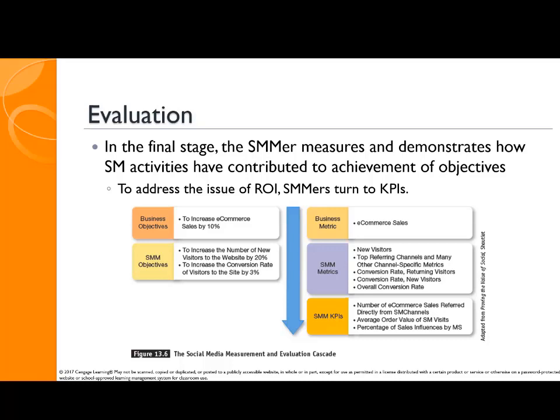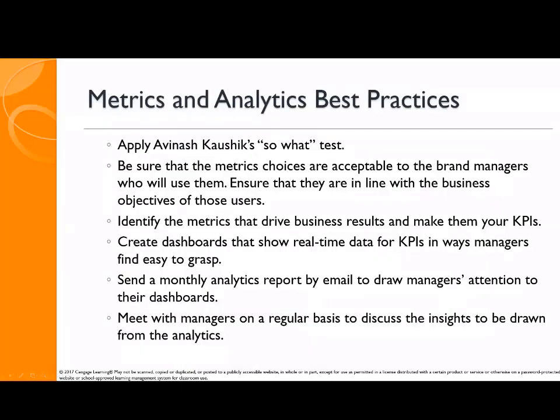So in this case, you're looking at your business objectives. In this case, it was to increase e-commerce sales by 10%. And so they had very specific social media objectives: new visitors to 20%, and to increase conversion rate of visitors, all visitors, not new visitors, all visitors, by 3%. And then these were the business metrics and the social media metrics and the KPIs. And the KPIs are the ones that were determined to actually influence this business objective, which was to increase e-commerce sales by 10%.